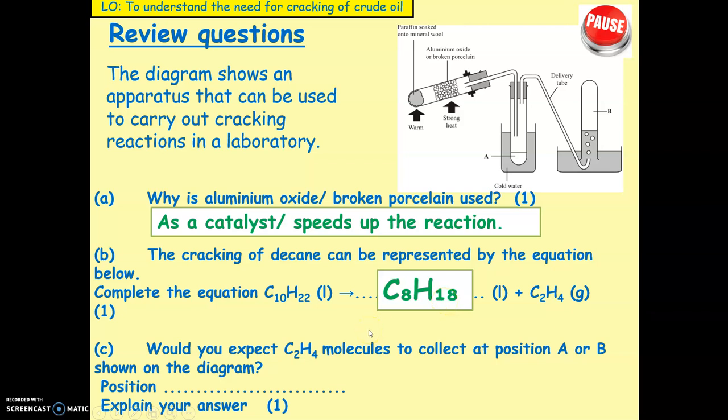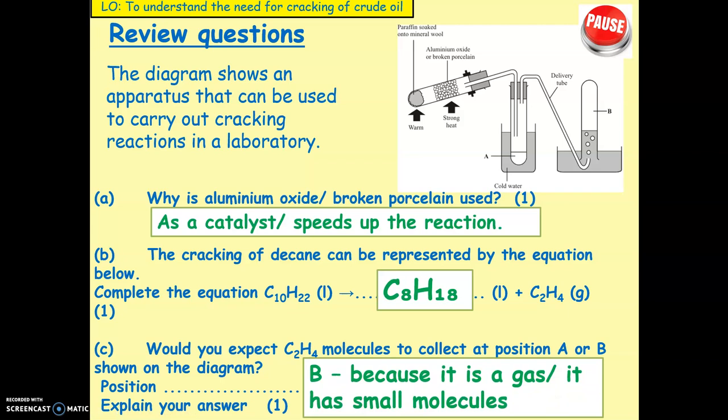And then for question C, would you expect C2H4 molecules to collect at position A or B on the diagram? So here or there, and give a reason why. So it will collect at B because it is a gas and it has small molecules. Remember, it's a gas, not a liquid. So it's a gas, as it's stated by here, the G stands for gas, and that is its state. So give yourself a mark out of 3 for that, guys. Excellent if you got 3. 2, well done. 1, let's add in the corrections there.